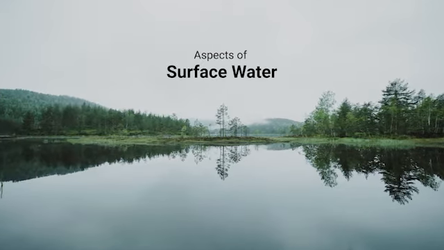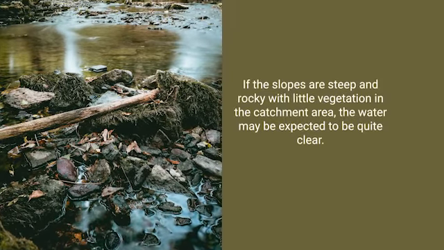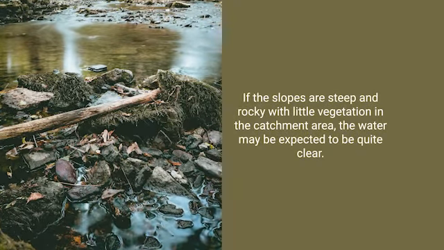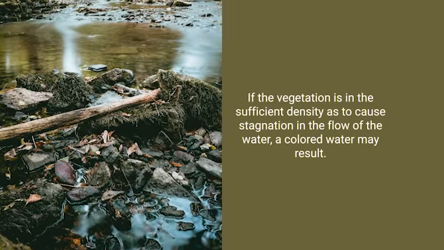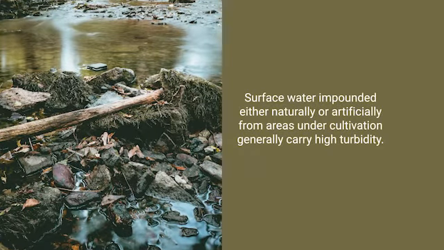Aspects of surface water. Influence of catchment area on water quality. If the slopes are steep and rocky with little vegetation in the catchment area, the water may be expected to be quite clear. If the vegetation is of sufficient density as to cause stagnation in the flow of the water, colored water may result. Surface water impounded either naturally or artificially from areas under cultivation generally carries high turbidity.